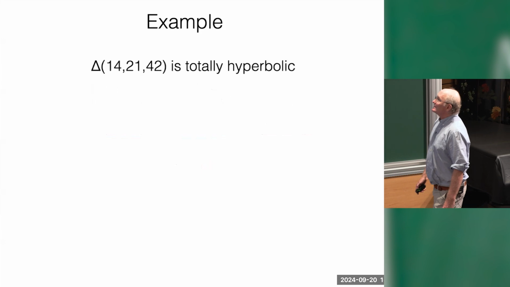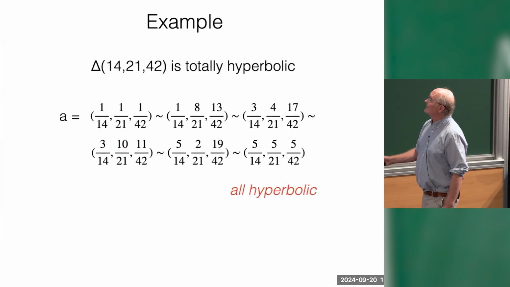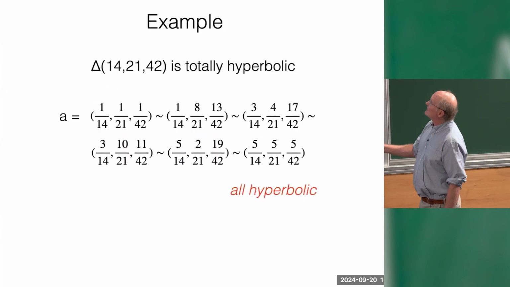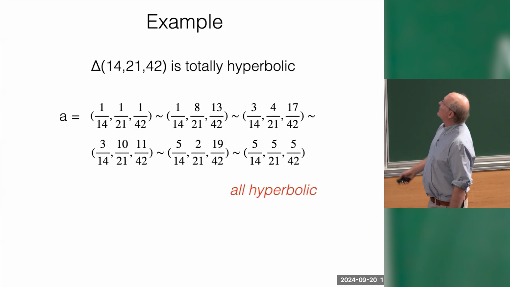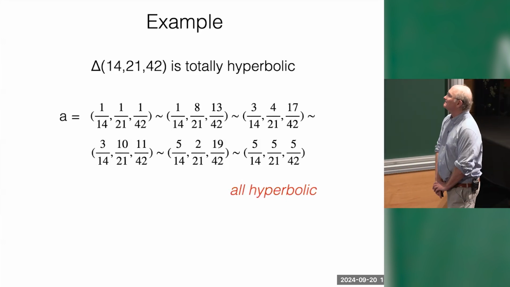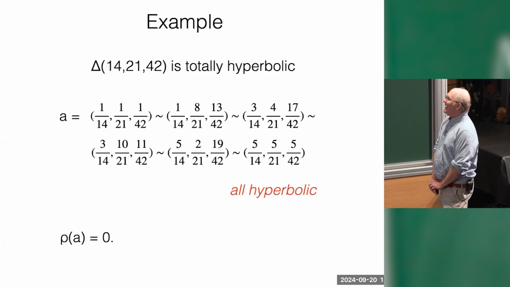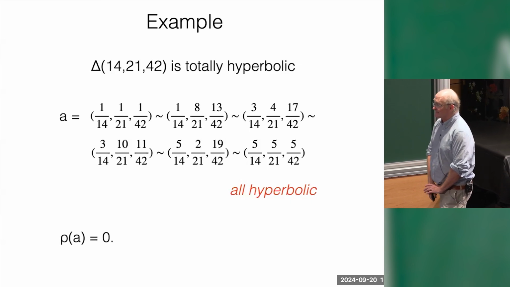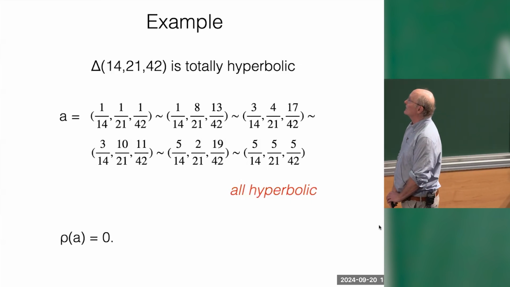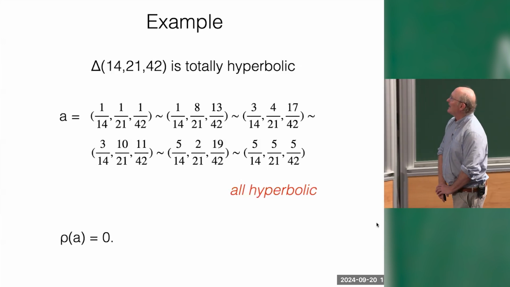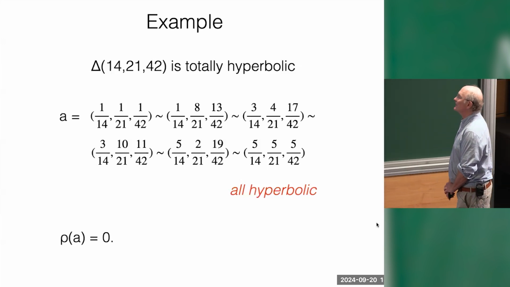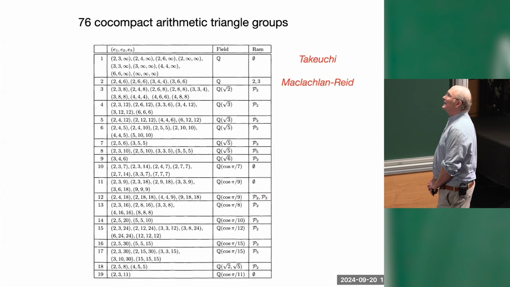The antipode of this is the totally hyperbolic case, and a really beautiful example is (14,2,14,2). For this example, all the Galois conjugates are hyperbolic. So its ramification density is 0. None of its Galois conjugates are spherical. And these are very interesting to me because they're related to Hilbert modular surfaces.